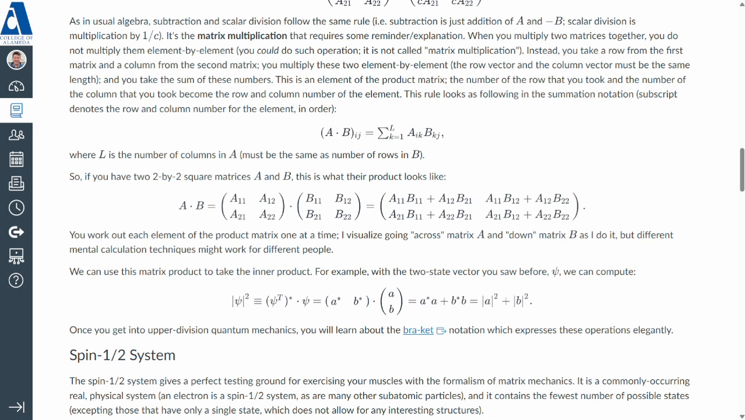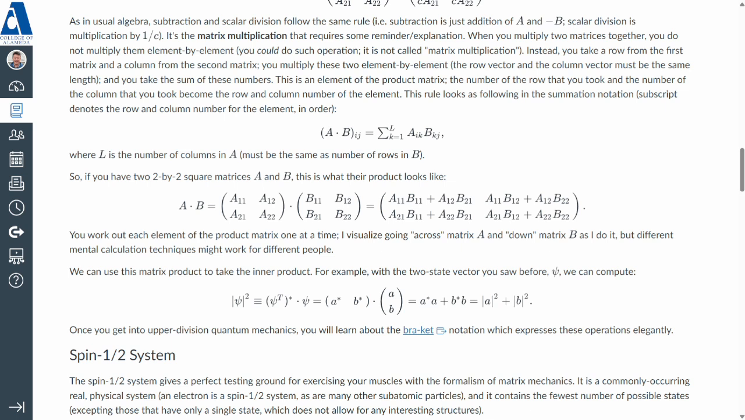You work out each element of the product matrix one at a time. I visualize going, quote-unquote, across matrix A and, quote-unquote, down matrix B as I do it, but different mental calculation techniques might work for different people. We can use this matrix product to take the inner product. For example, with the two-state vector you saw before, psi, we can compute psi modulo squared being defined as psi transpose complex conjugate times psi.